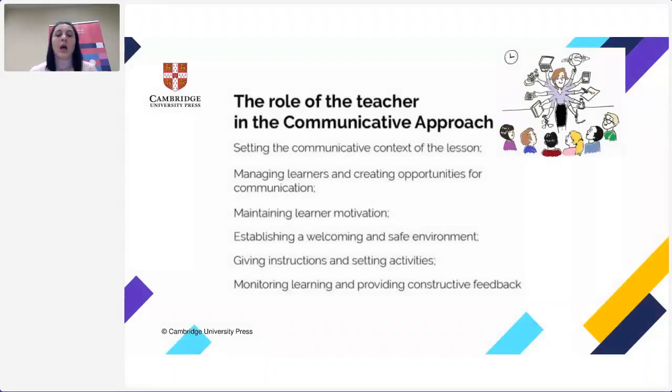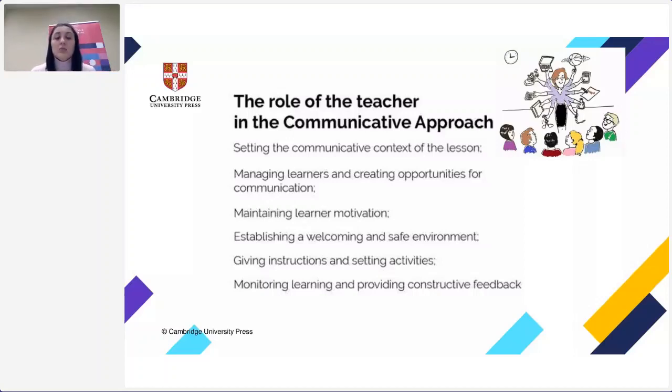Yeah. What is the role of the teacher in the communicative approach? First of all, you as teachers should set the communicative context of the lesson. Yeah, it's easy enough to do when we have some book, some topic, and the communicative context. I will show you a little bit later how you can set this communicative context according to the book Prepare, for example.